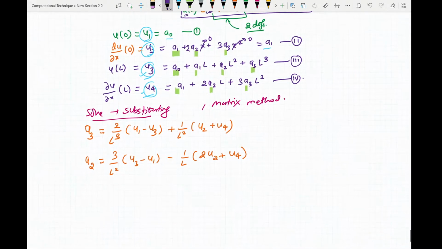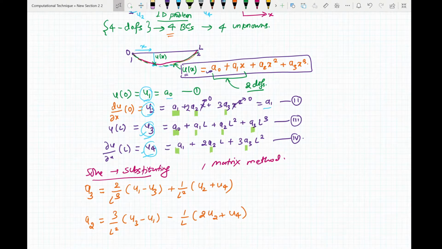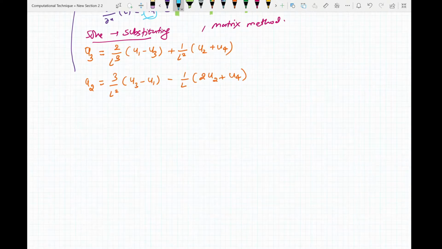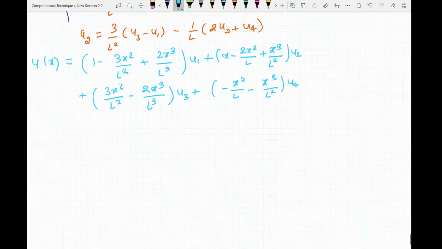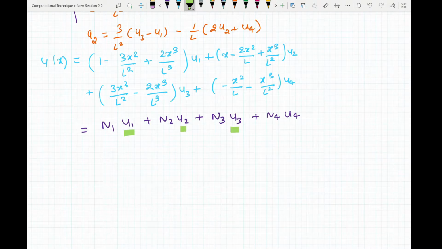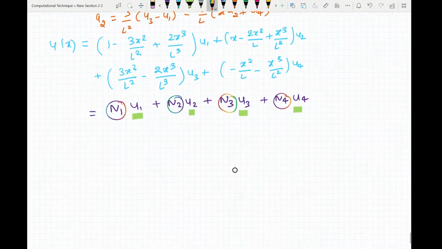Now once you have this, you can plug your A0, A1, A2 and A3 back into this equation here, and you can write your solution. Now your solution will look something like, now this will be your solution. Now this is in the form N1 u1 plus N2 u2 plus N3 u3 plus N4 u4. See, we have 4 degrees of freedom, therefore we'll have 4 shape functions for each of the degrees of freedom.